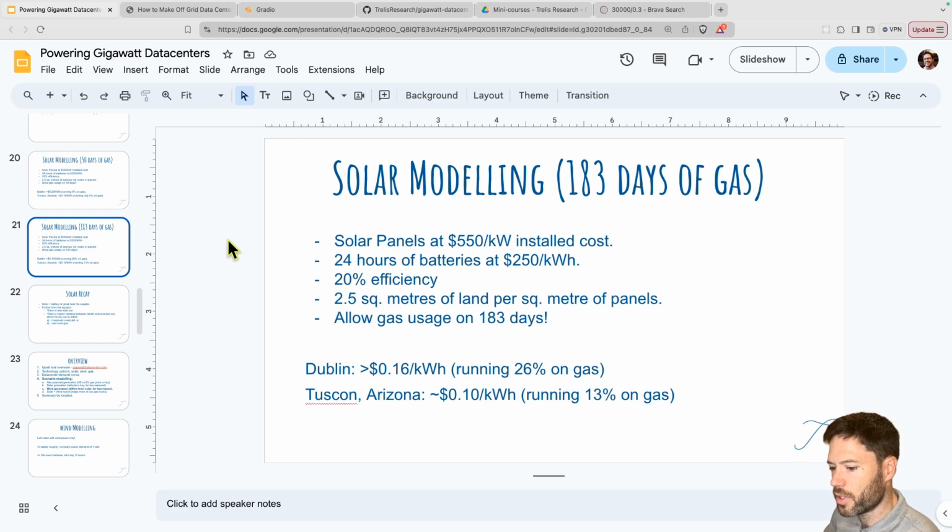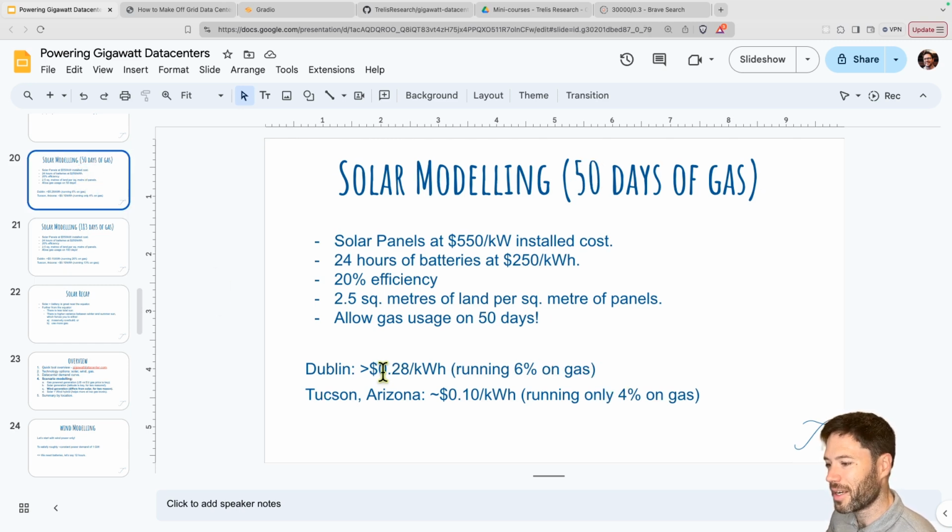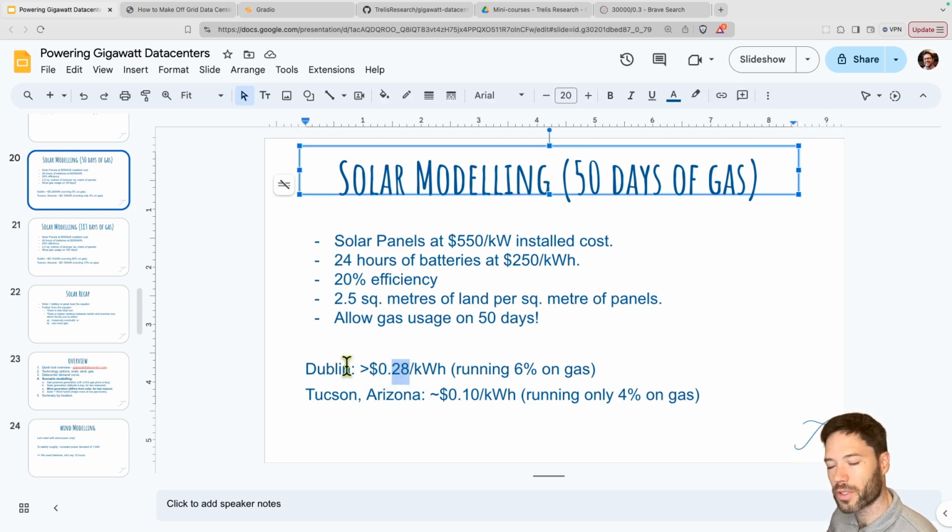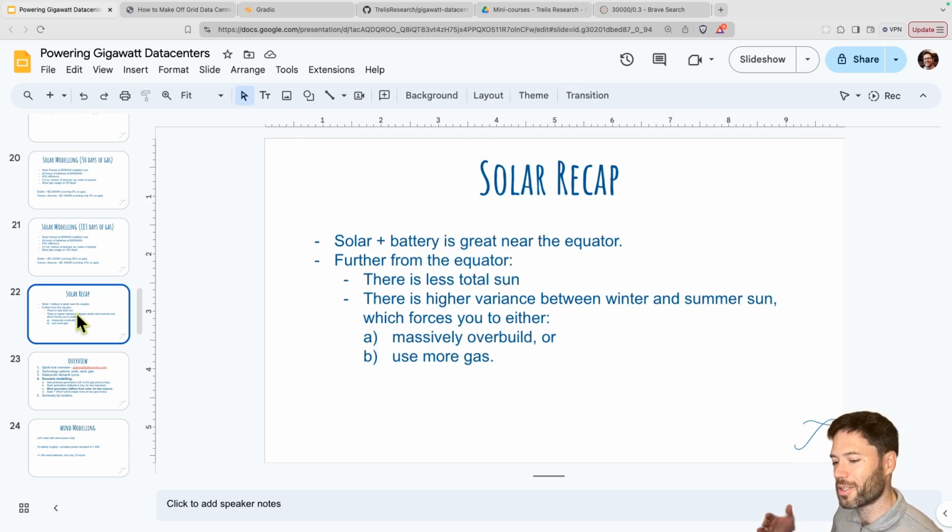And the key point here is that we are saving significantly by allowing more gas to be used. So if you decide you're going to use only a small amount of gas in Dublin or anywhere in Ireland, it's going to lead to significantly higher electricity prices. And that brings us to the recap of solar.